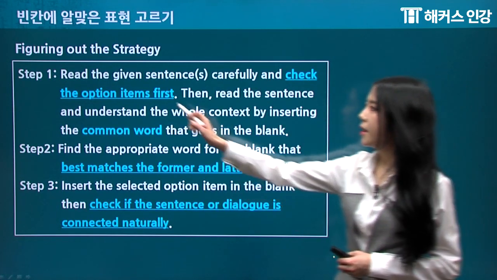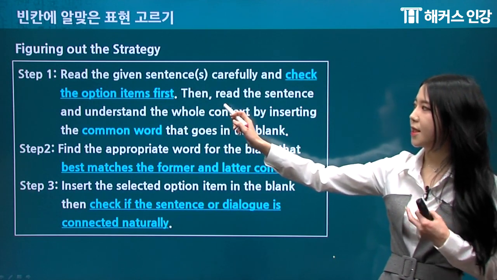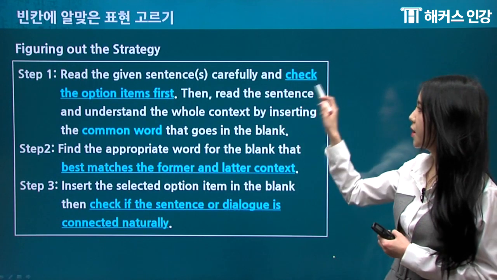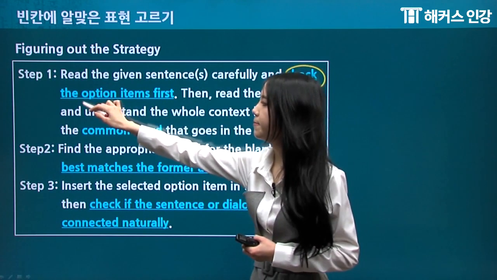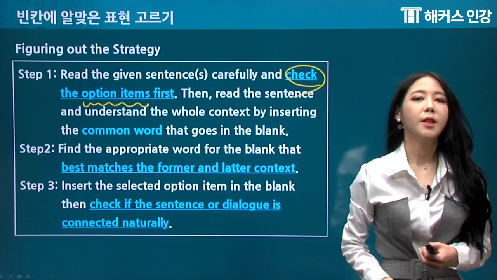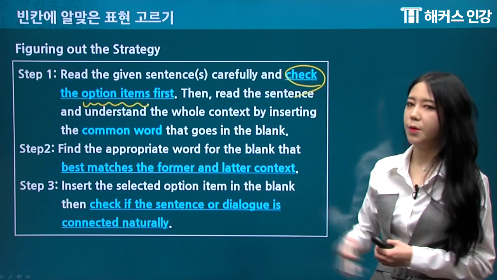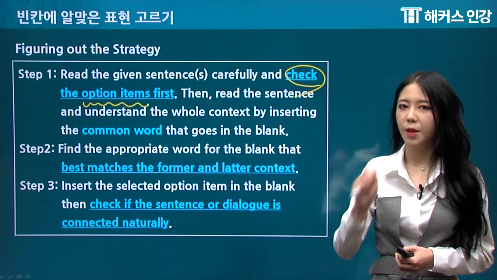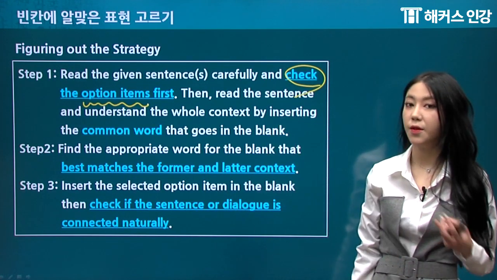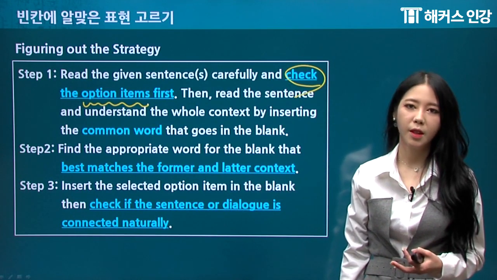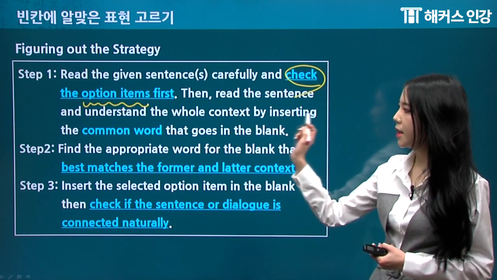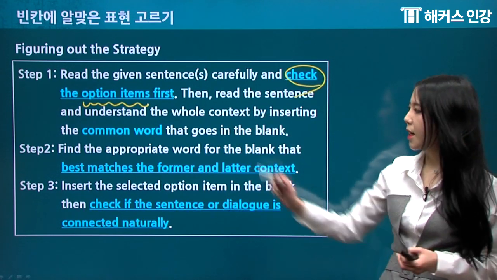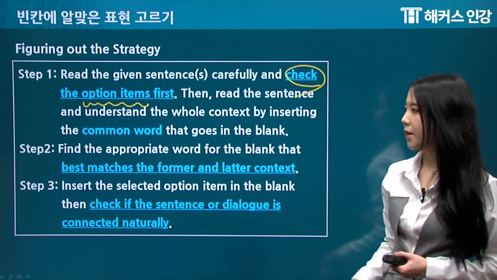Number 1. Read the given sentences carefully and check the option items first. The first thing you have to do is to check the option items, right? It's kind of different because sometimes we focus too much on the sentence and how it means, right? But for this test, I want you guys to look at the options given first so you know what you are looking for, right? Then read the sentence again and understand the whole context by inserting the common word that goes in the blank, right?